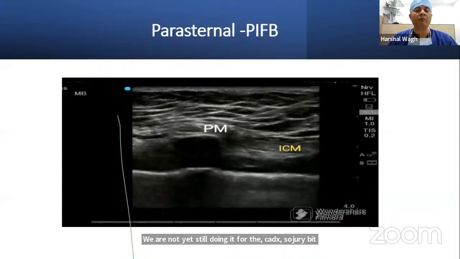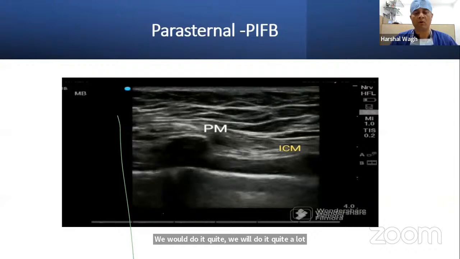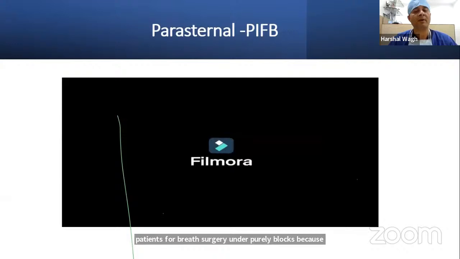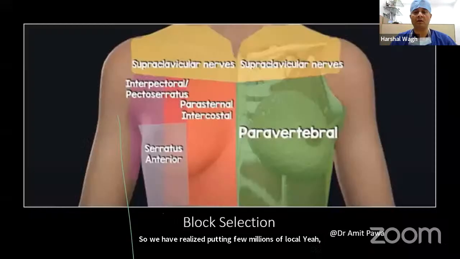we do it quite a lot for patients having breast surgery under purely blocks, because we realized that in spite of putting good paravertebral blocks, they always complain of a little bit of pain when the incision is very close to the midline, which is probably because of supply from the opposite side. So we have realized that putting a few mils of local anesthetic just near the pectoralis major muscle, where the incision is going to be, helps relieve that pain, especially when you're doing it just under block.